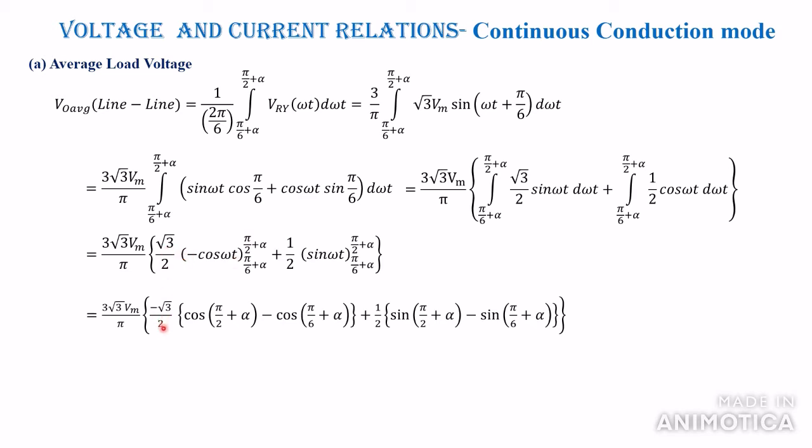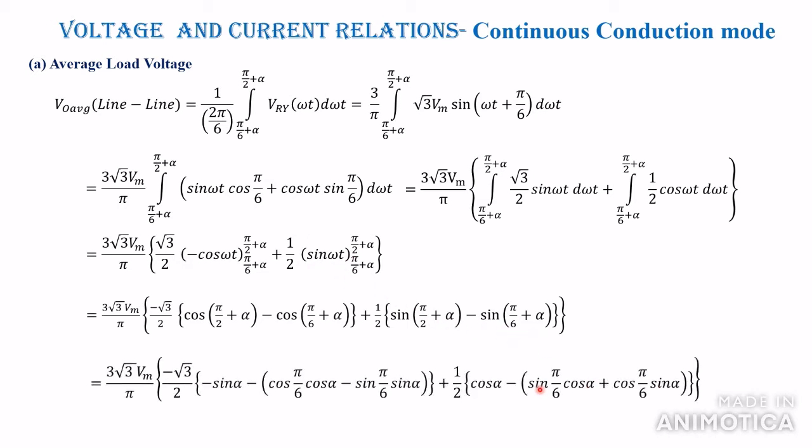So minus root 3 by 2 into cos of upper limit pi by 2 plus alpha minus lower limit cos of pi by 6 plus alpha. So plus 1 by 2. Here on substituting the limit we will get sine pi by 2 plus alpha minus pi by 6 plus alpha. So now this cos pi by 2 plus alpha, that is cos 90 plus alpha, is equal to minus sine alpha.